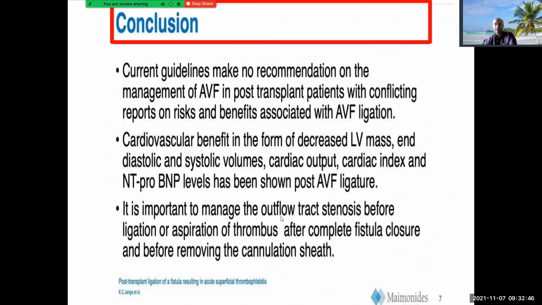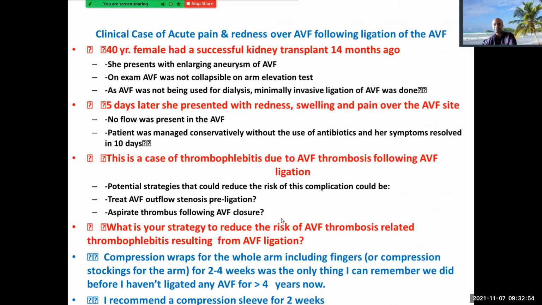It's important to manage the outflow tract stenosis before ligation. Any outflow tract stenosis or thrombosis is better managed before occluding the fistula. And this is the summary for our patient: a 40-year-old female after successful transplant.